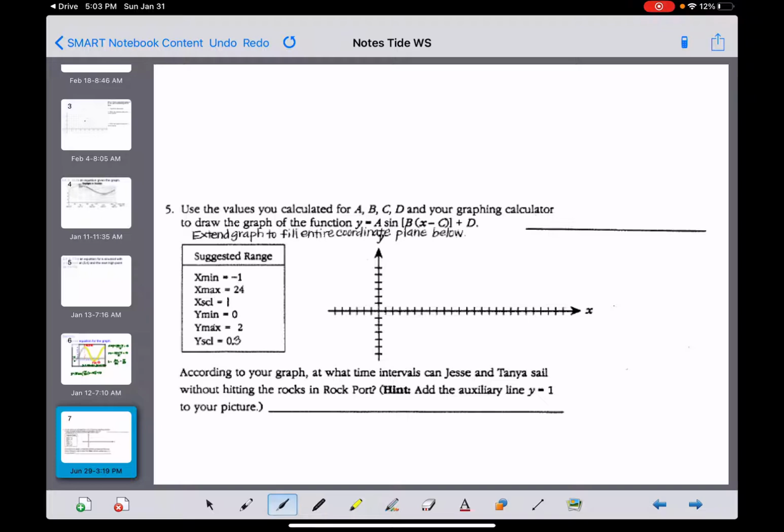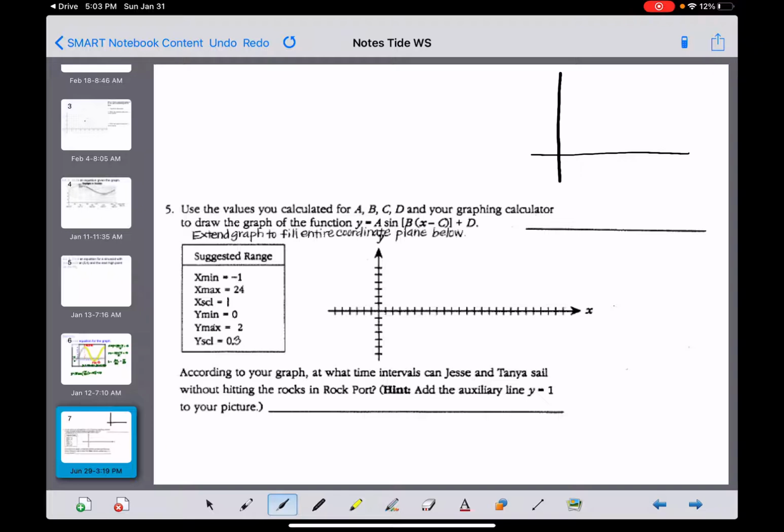So we're going to talk about Jesse and Tanya. And what I would encourage you to do is, up in the top right-hand corner of this, there should be a little bit of room where we can just draw a simple sketch. We're going to end up sketching it in more detail here on number 5, but just for us to get an idea of what's going on.